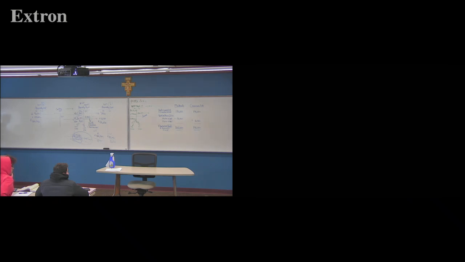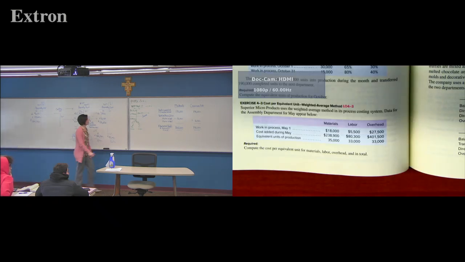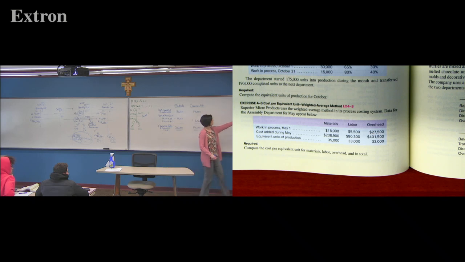When I flip back over to the problem, costs of beginning work in process inventory, costs added during production. So 18 plus 238,900 divided by 35,000. That's all you're doing in that problem.